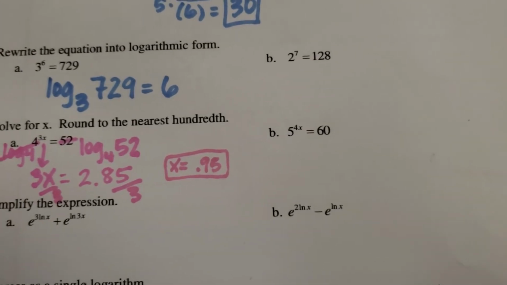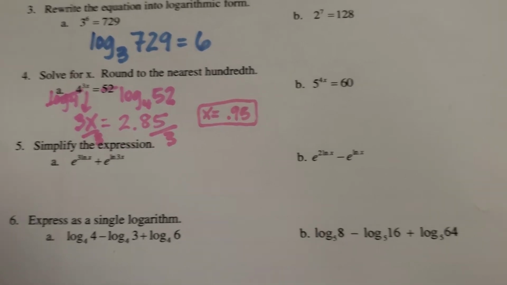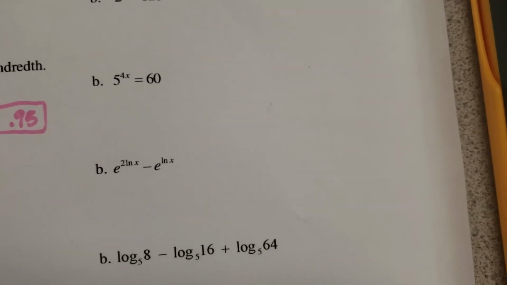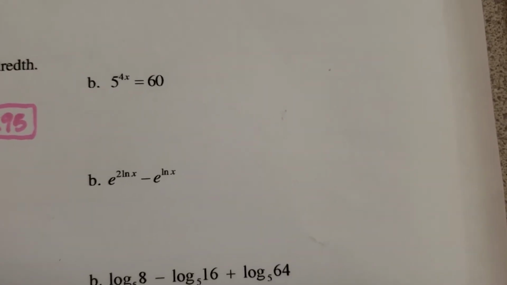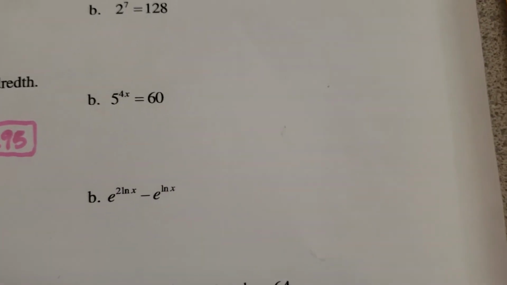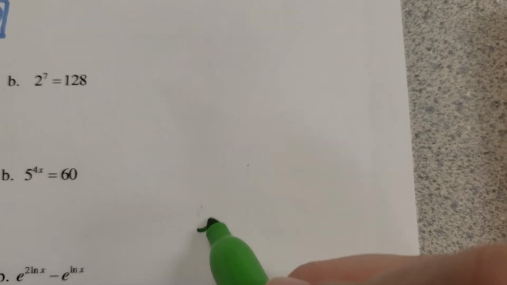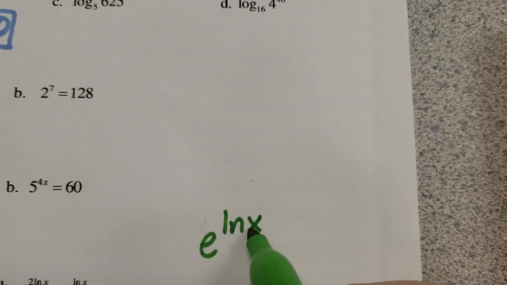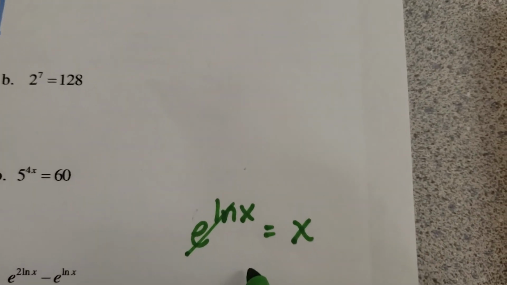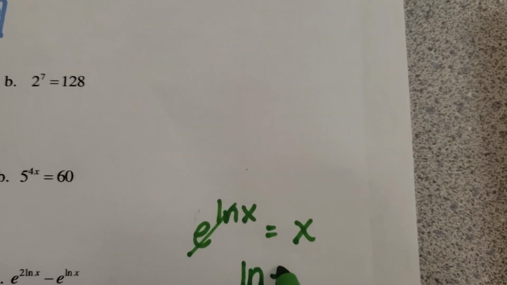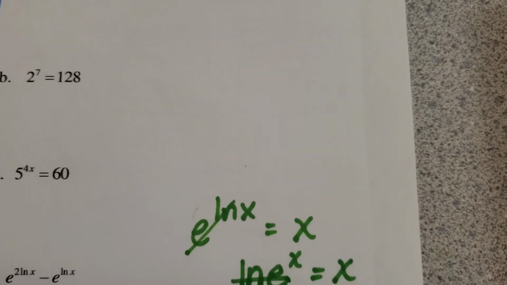All right. Looking at number 5 here, actually let me do B. So we have e to the 2 ln x minus e to the ln x. Remember that when e and ln are next to each other, if I have e to the ln of x, that just equals x because the e and the ln cancel out. And similarly, if I do the ln of e to the x, that is also just x because the ln and the e cancel out.